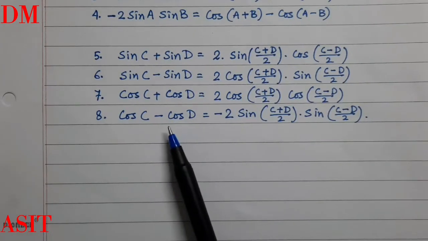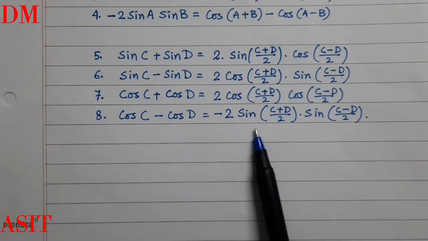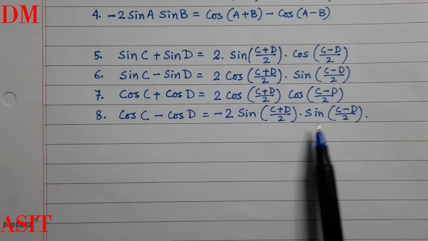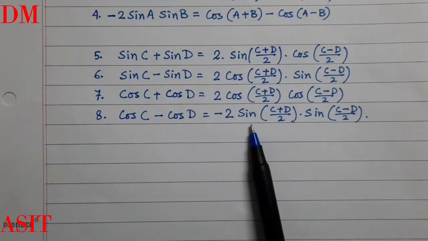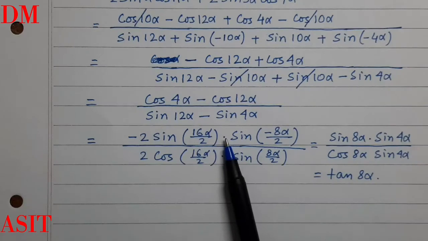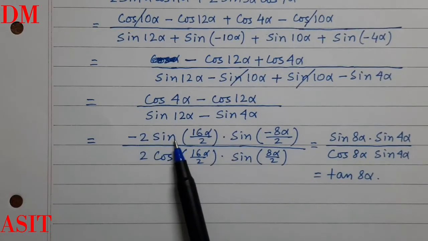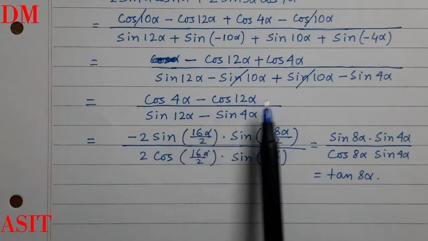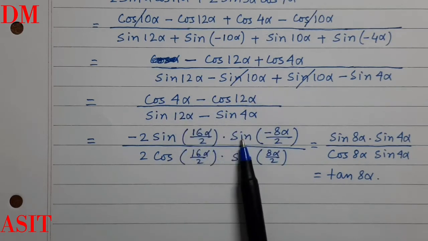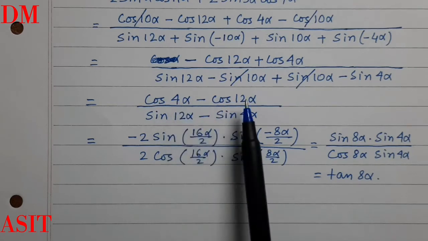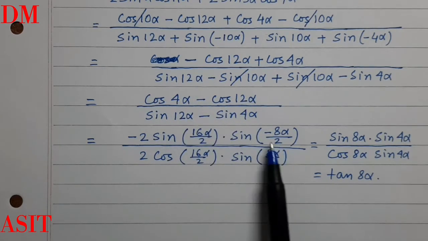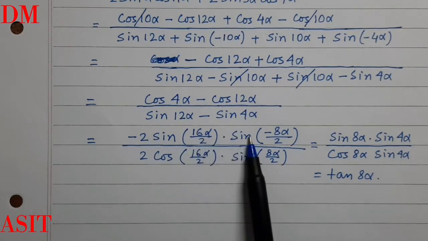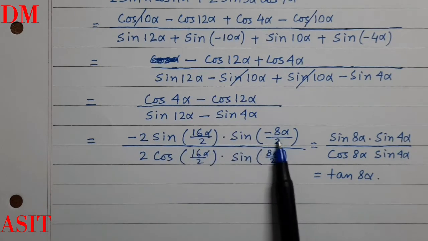So it is cos C minus cos D, so we have to apply this formula. It will be 2 sin (C plus D) by 2 into sin (C minus D) by 2. So let's see the question. Here we have minus 2, this plus this by 2, that is (4 alpha plus 12 alpha) by 2, into sin (4 alpha minus 12 alpha) by 2. So this will become minus 2 sin 8 alpha into sin minus 4 alpha.